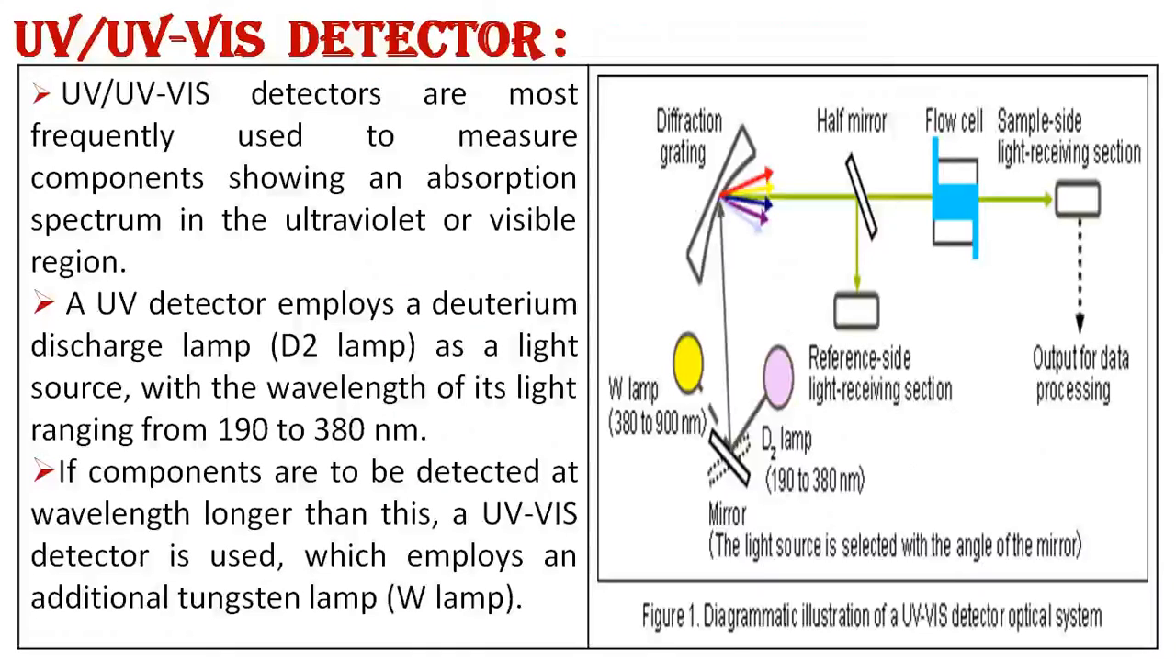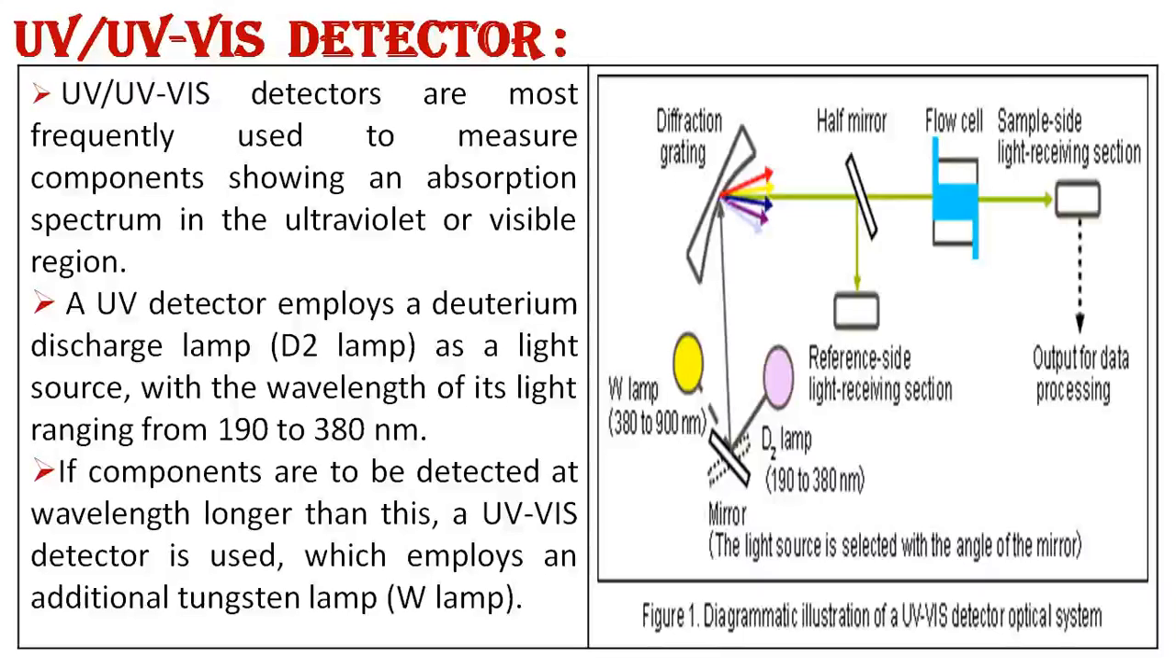Now this is the ultraviolet visible detector. This diagram shows the lamp, diffraction grating, reference side, flow cell, sample side, and output data. UV detectors are most frequently used to measure components showing an absorption spectrum in the ultraviolet or visible region. A UV detector employs a deuterium discharge lamp, D2 lamp, as a light source, with the wavelength of its light ranging from 190 to 380 nanometers.